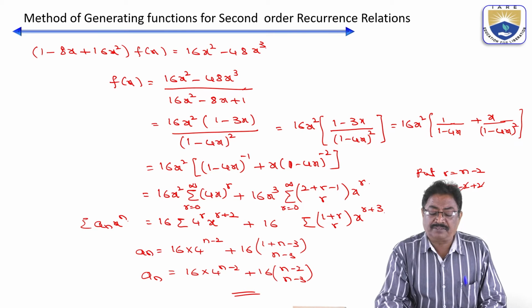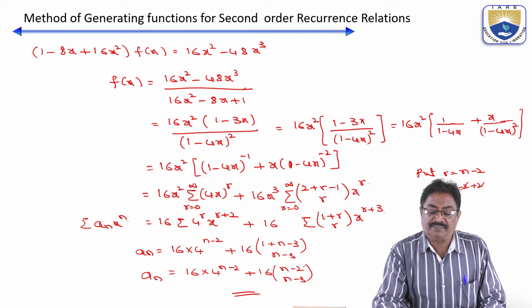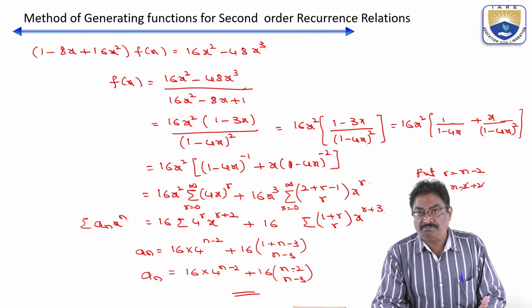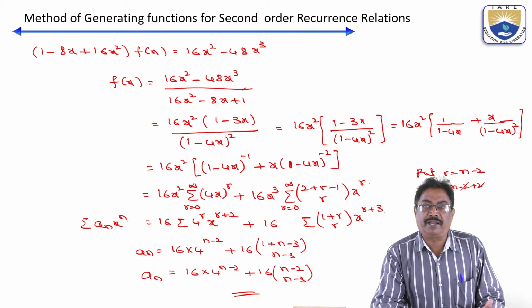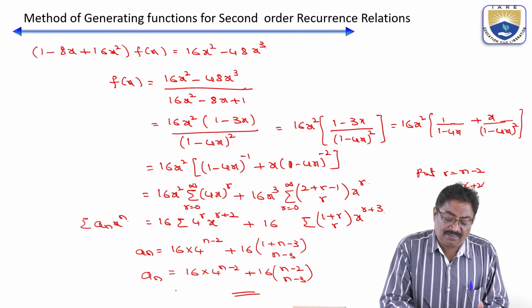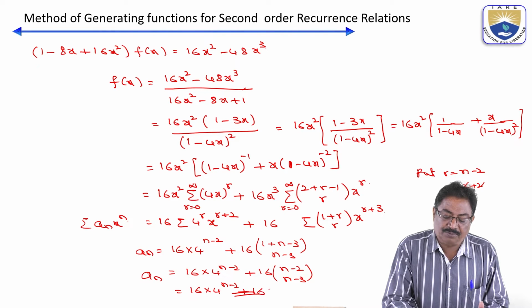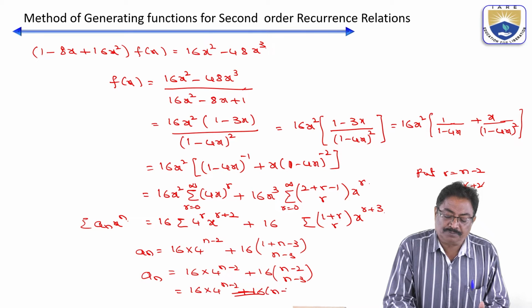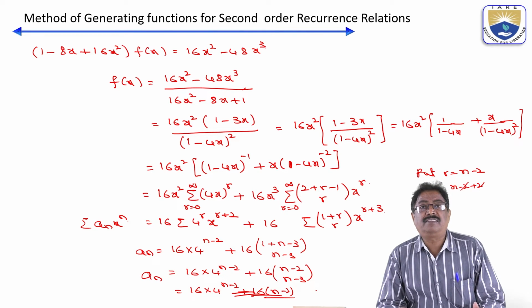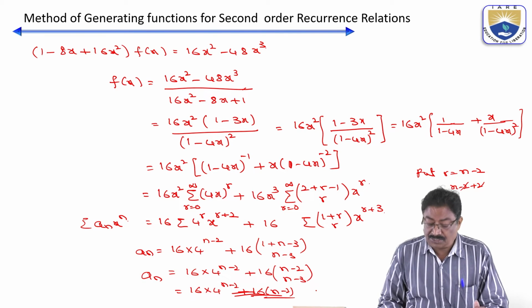Or else if you can simplify this, we are going to get n minus 2. Or else we can take it as 16 into 4 to the power of n minus 2 plus 16 into n minus 2 something. So this is the way that we are going to solve this.